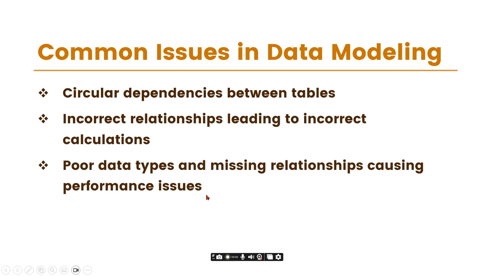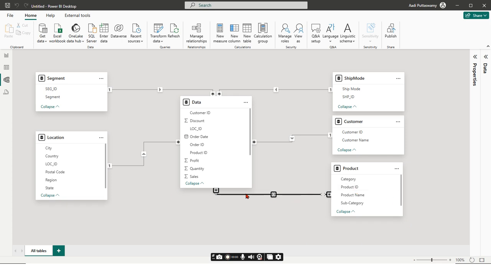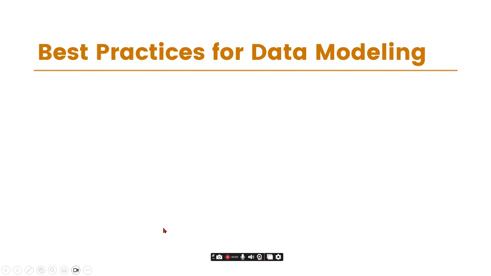If you do not have a proper relationship, or if you are not giving a relationship and try to work on some DAX functions, you might get wrong results or the performance will be very poor. I'll be showing you examples of circular dependencies and things like that when we come to the DAX functions. Many to many relationships lead to unexpected results, as we just saw while connecting this product table. This might not give a proper result, so it might give unexpected results as well.